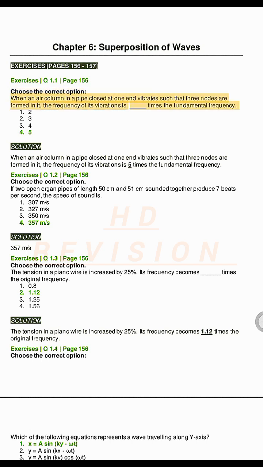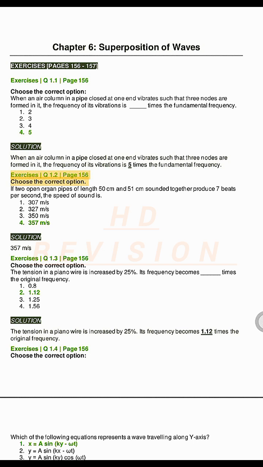When an air column in a pipe closed at one end vibrates such that three nodes are formed in it, the frequency of its vibrations is _ times the fundamental frequency. Options: 1, 2, 3, 4, 5. Solution. When an air column in a pipe closed at one end vibrates such that three nodes are formed in it, the frequency of its vibrations is 5 times the fundamental frequency.